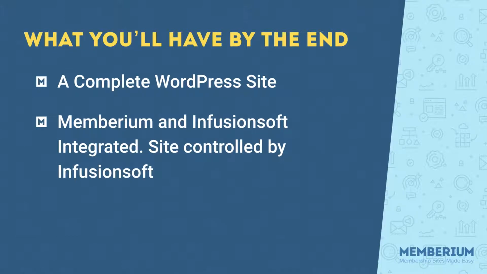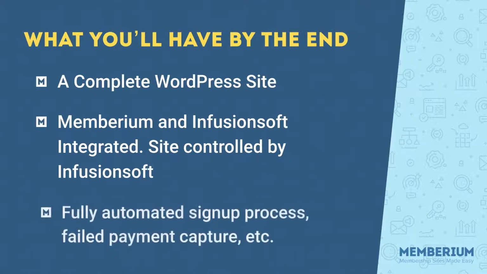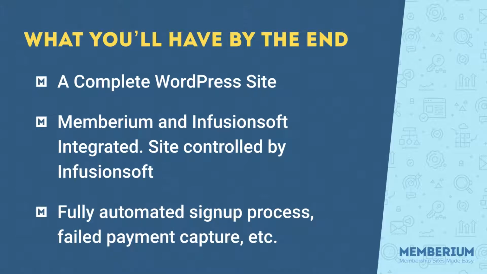The site's going to be controlled by Infusionsoft, specifically Infusionsoft tags. So when you apply a tag to somebody's record in Infusionsoft, that's going to open up access on their membership site to one of your online courses. And then lastly, probably most importantly, the entire thing is going to be fully automated. The sign-up process is fully automated. The failed payment capture, all these things are fully automated. I'm going to show you how to set that up.